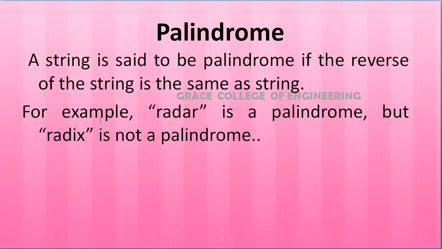Let's see one example. Radar, R-A-D-A-R. In the reverse, that is R-A-D-A-R. Both are the same, no? So that is called a palindrome. But you can see R-A-D-I-X, radix. In the reverse you get X-I-D-A-R. It is not the same. So that is not a palindrome. Okay, let's see the program.